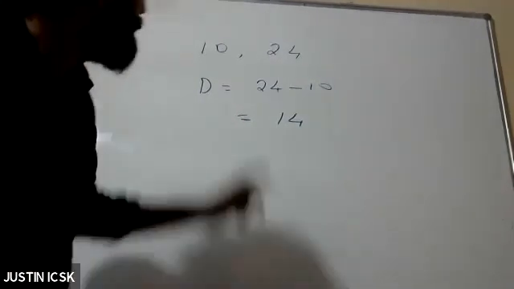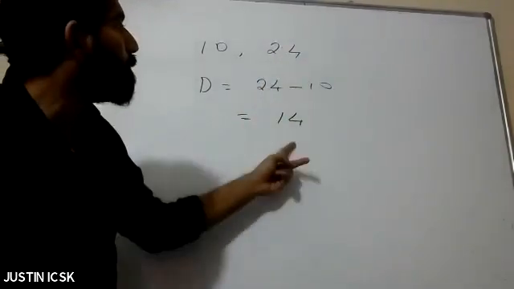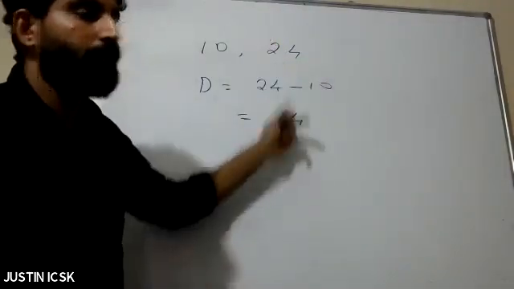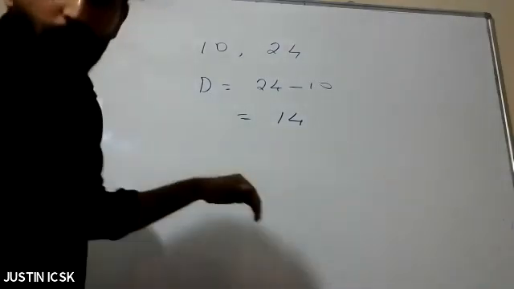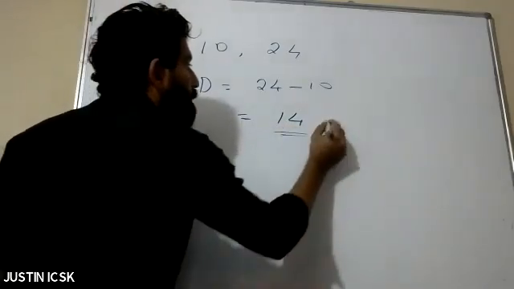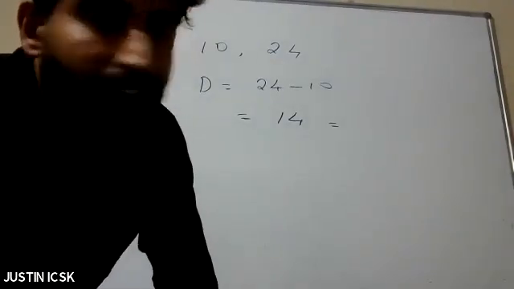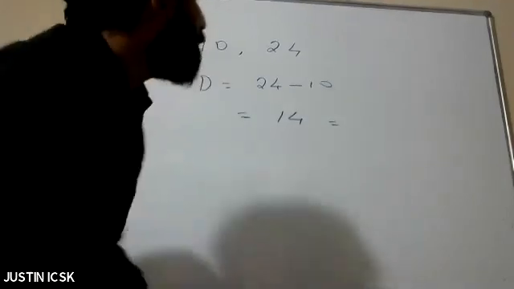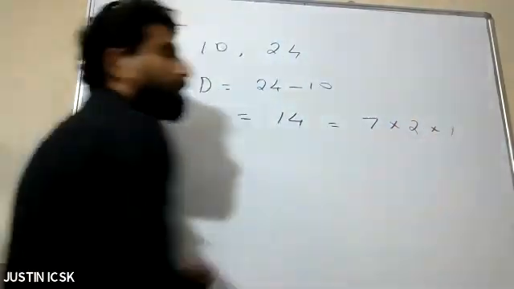Then calculate mentally. 10 by 14 is not possible, right? 24 by 14 is not possible. So if it is not possible, just find the factors of 14. I am writing in descending order: the factors of 14 are 7, 2 and 1.